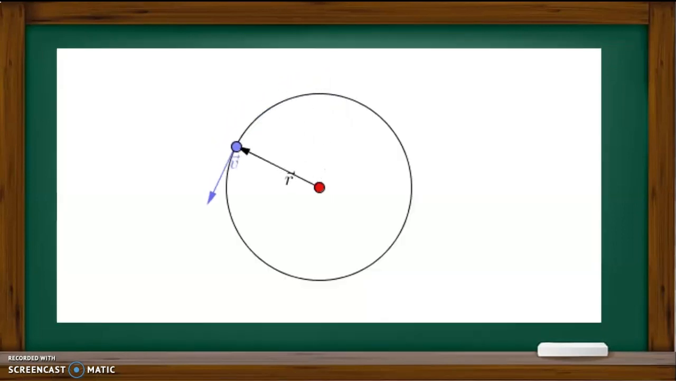In the simulation shown on the screen, the object moves around the circle at a constant speed. The blue velocity vector represents the direction and magnitude of the object's instantaneous velocity. And now note how it changes as it travels around the circle.